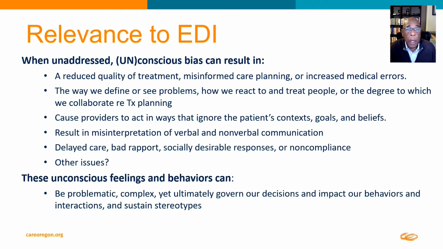When we don't address a bias, quality of treatment can absolutely be diminished. There may be misinformation, problems with care planning, things of that nature. It also impacts the way we define problems, how we react to issues, and how we treat everyone. I just want us to understand that this is critical from a service delivery standpoint.